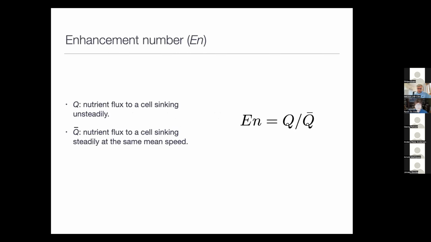And in order to quantify this possible effect, we define another dimensionless number, which we call the enhancement number. If anybody has a better name, I'd be happy to hear it. And this is the flux of nutrients to a cell sinking unsteadily to one sinking steadily at the same mean speed.